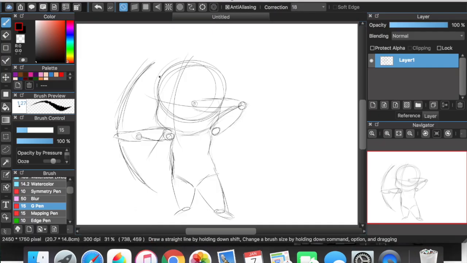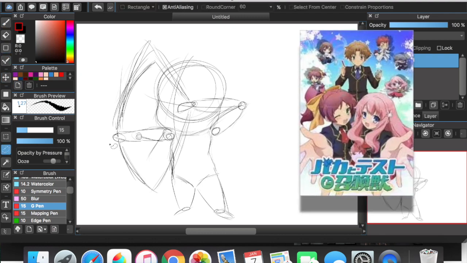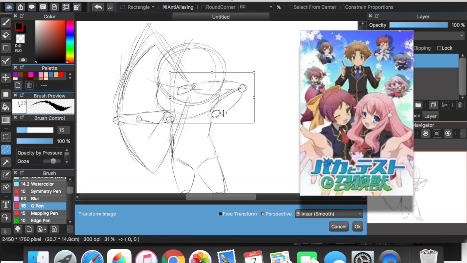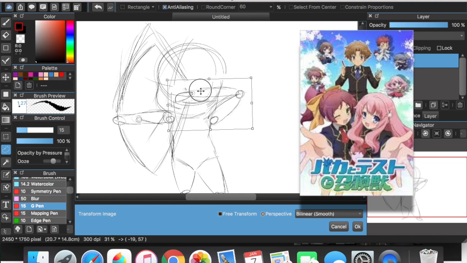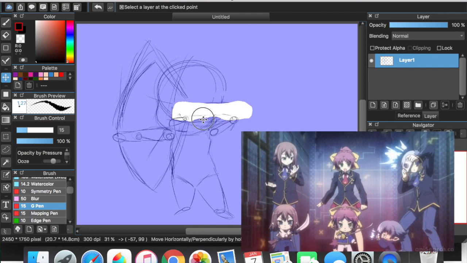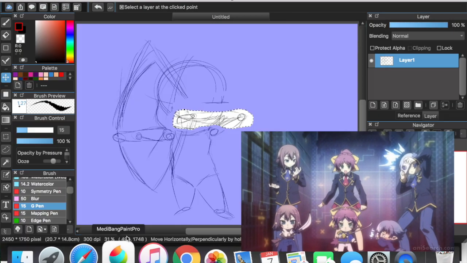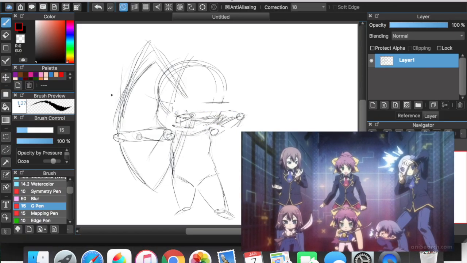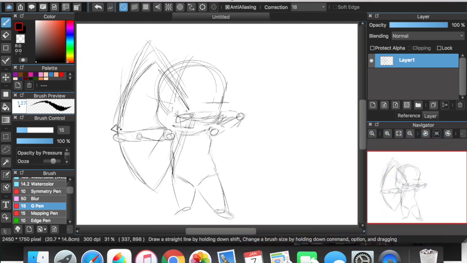Okay, so I'm just going to talk about what I'm drawing right now, which is a character from a show that I watched recently. It's called Baka Test, and the show is basically about these characters who go to this school and they have these avatars, and with these avatars they battle each other based on their grade. So if they have a high grade, they have a high power, and so they just battle each other.